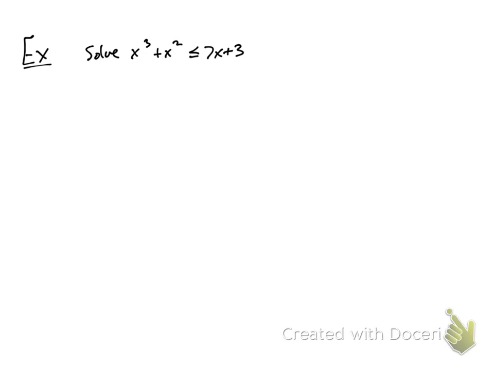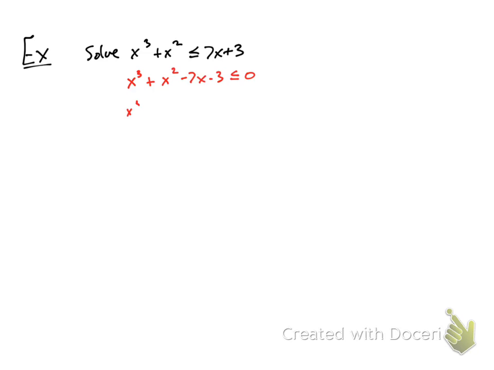Alright, we'll look at one last example here. We want to solve x cubed plus x squared is less than or equal to 7x plus 3. Now the issue with this one is that when I set this less than or equal to 0, I get a cubic function, x cubed plus x squared minus 7x minus 3. Now the issue here is that this is not easily factored.